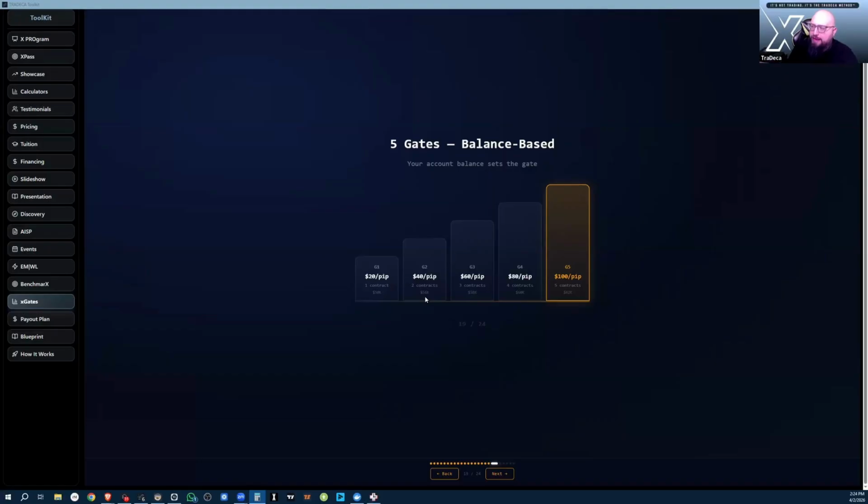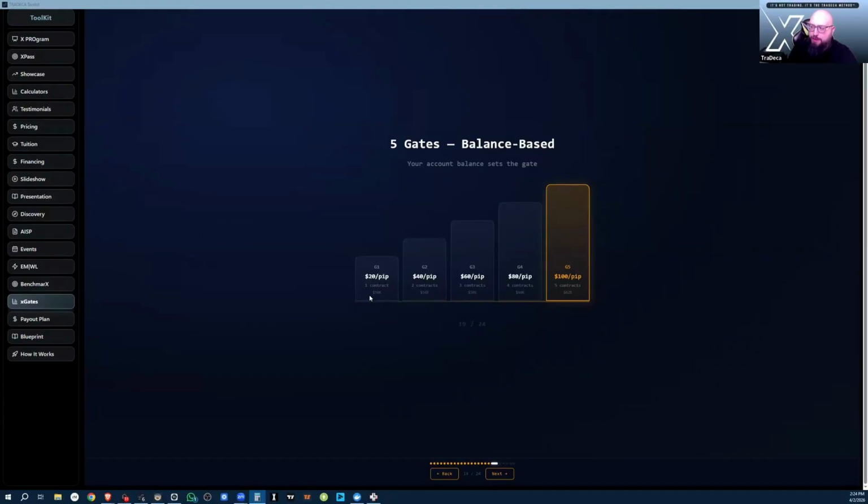The reason that this is impactful, so you're staying at $20 a pip until you grow the account from $50,000 up to $56,000. The reason this is impactful is because you now double the result, right? $20 a pip to $40 a pip, but you actually have less risk. Okay, let me explain why.